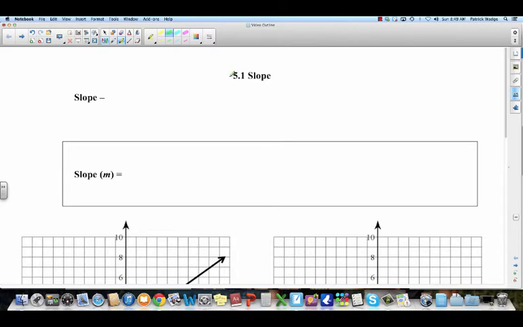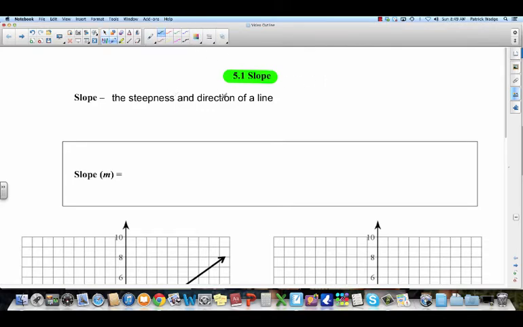Okay, chapter 5 starts with section 5.1, which is on slope. And slope refers to lines. It's a property of lines. So when I talk about the slope of a line, what do you think I'm talking about? The slope of the line is the same thing as, another word that starts with S, the steepness of a line. Probably guessed that, right?